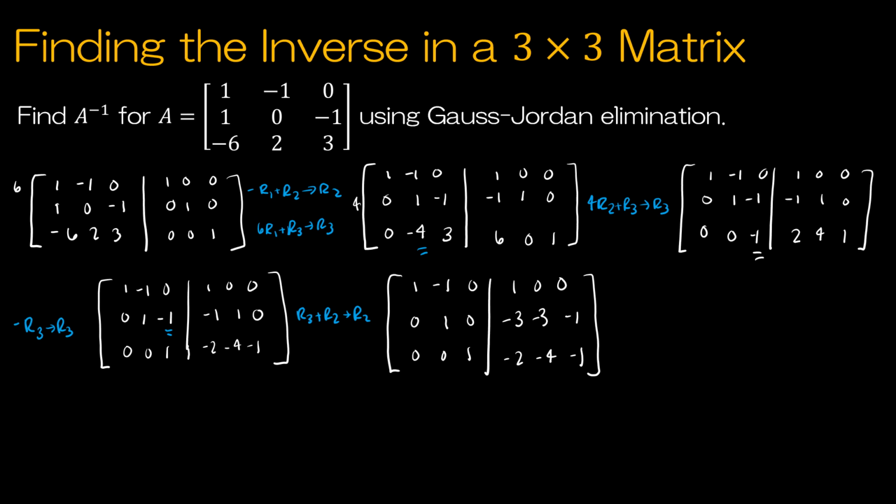Finally, I have to get rid of this negative 1, so I'm going to take row 2 plus row 1 to be my new row 1, and then I should have my inverse. So this row stays the same.